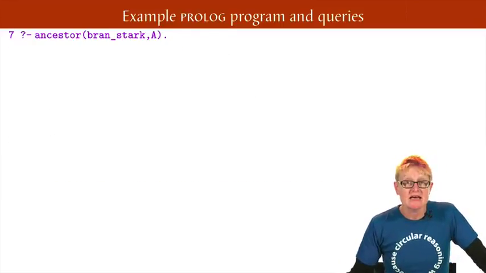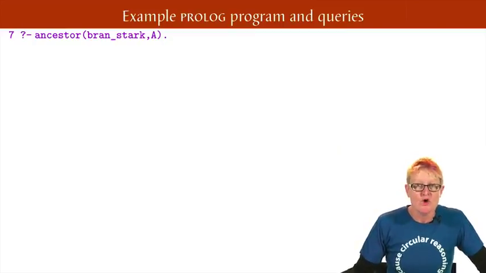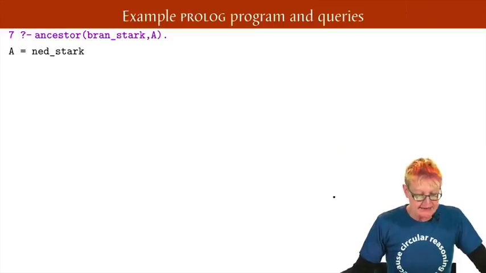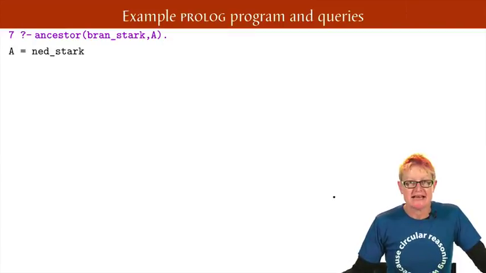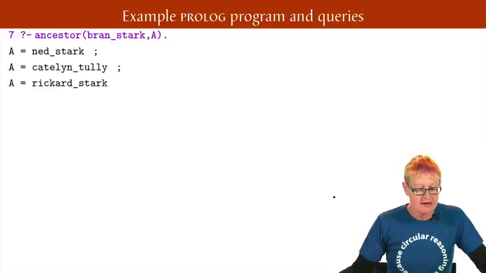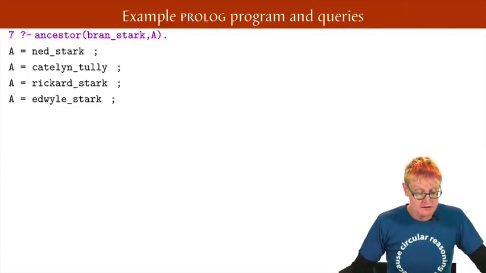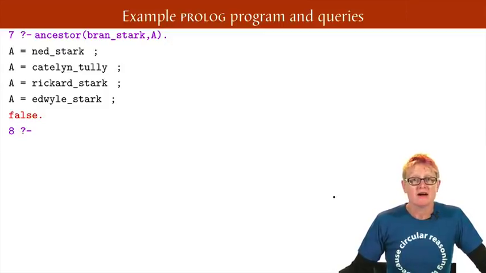Okay, let's see the recursive predicate ancestor at work. Ask the question, who is an ancestor of Bran Stark? Well, first answer is his father, Ned Stark, and then his mother, Catelyn Tully, then his grandfather, Rickard Stark, and then great-grandfather, Edwyle. And finally we get false because there are no more witnesses for this query.